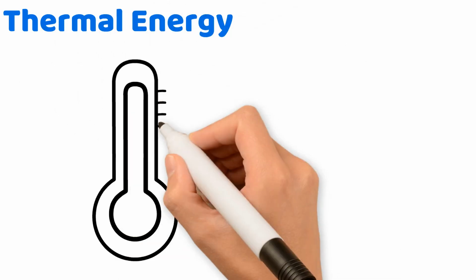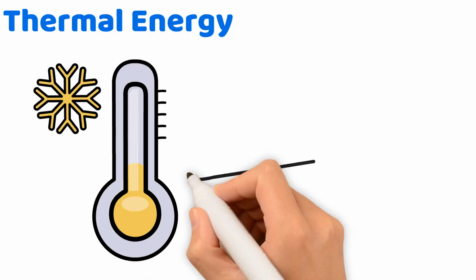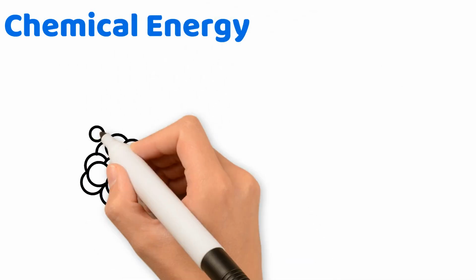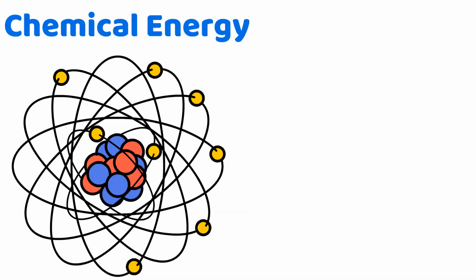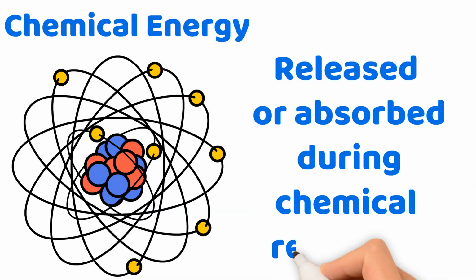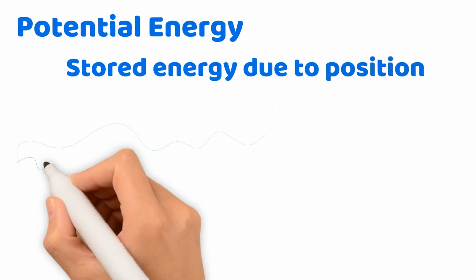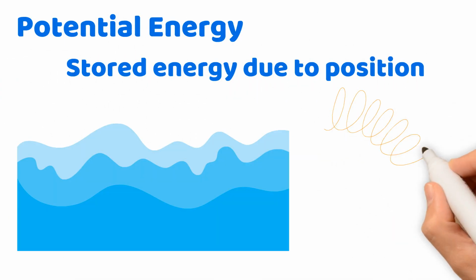Thermal energy. This form of energy is associated with the temperature of an object and is transferred through heat. Chemical energy, stored in the bonds of chemical compounds and released or absorbed during chemical reactions. Potential energy, stored energy due to position, such as water held behind a dam or a stretched spring.